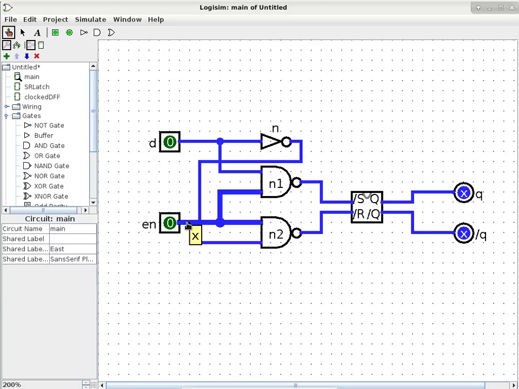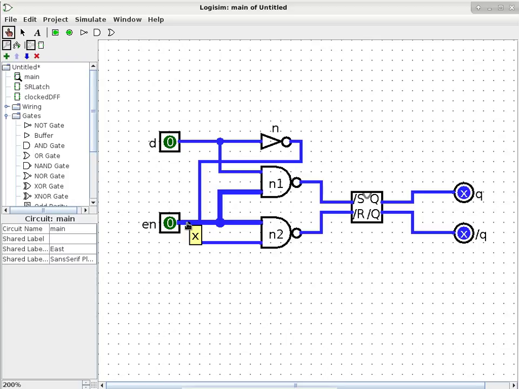So now we can see EN is connected to one input of N2. It's also connected to one input of N1. Now, N1 and N2 are NAND gates, which means if at least one input is a 0, the output is going to be a 1. So that means whenever EN is a 0, N1 and N2 are both going to output 1s. And those 1s are going into slash S and slash R. Now, because slash S and slash R are active low input pins, if they're high, we are not asking the SR latch to do anything, which basically means maintain your current state. Whatever it was, just maintain it.